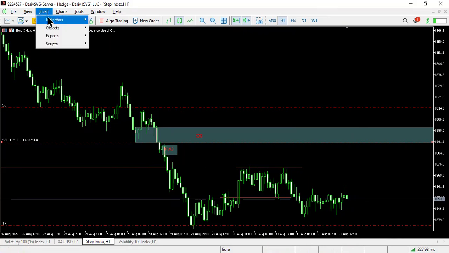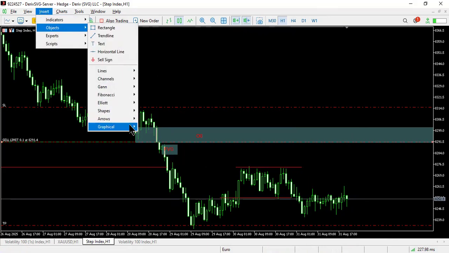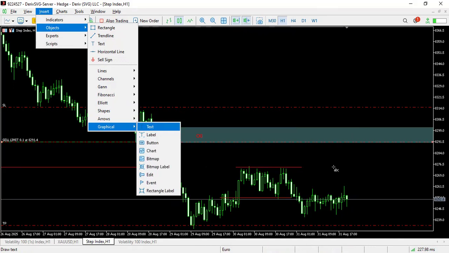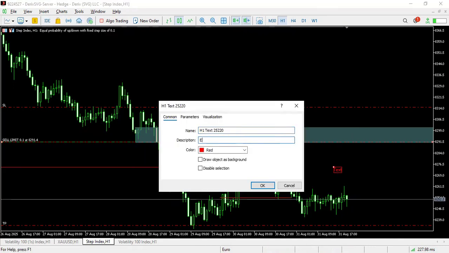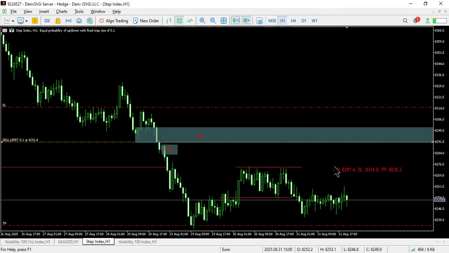And then let me write out the coordinates. Our entry price is 8291.4. Our stop loss is at 8314.8, and then our take profit 8235.2. So if you want to take the trade with me, those are the coordinates.